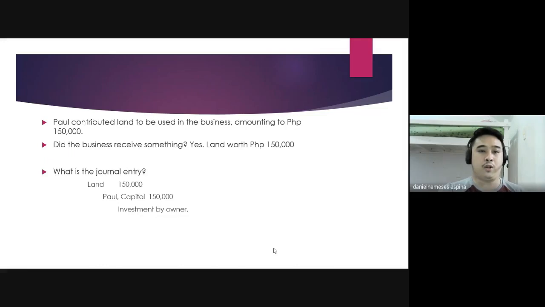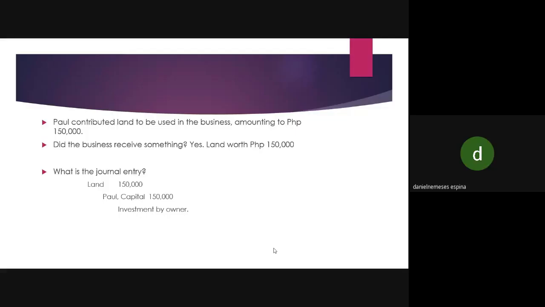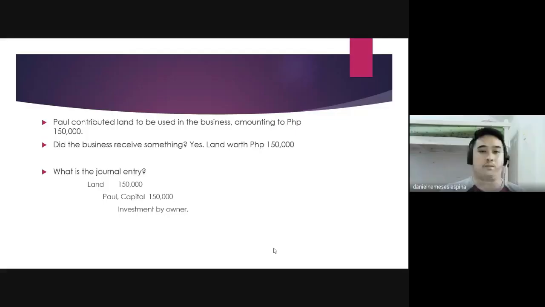So aside from cash, Paul contributed or invested land to be used in the business. Paul wants to donate it to the business for its use. The land is worth 150,000 pesos. So question, did the business receive anything? Yes, sir. Of course. So the business received the land.